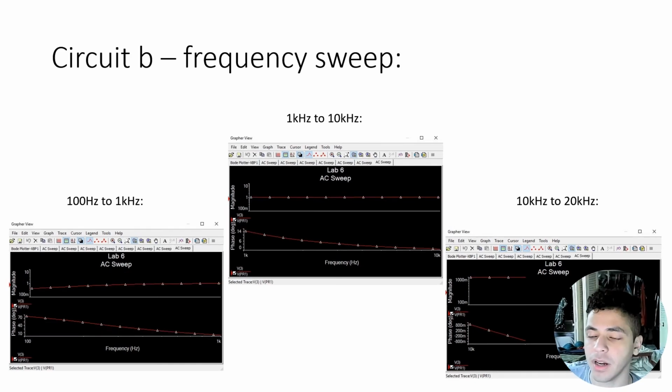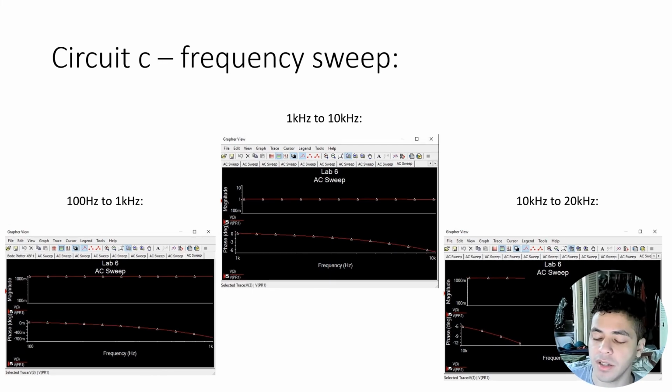Same as before, I calculated each graph, determining that in this case, when W was 0, the V0 was 0 as well. And while W was infinite, V0 was 1. So this means that it's actually the opposite of the previous one. So it's actually a high pass filter.